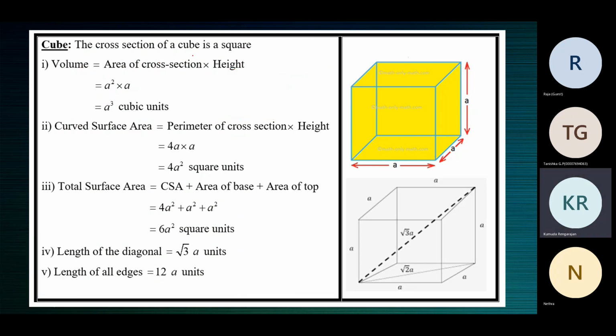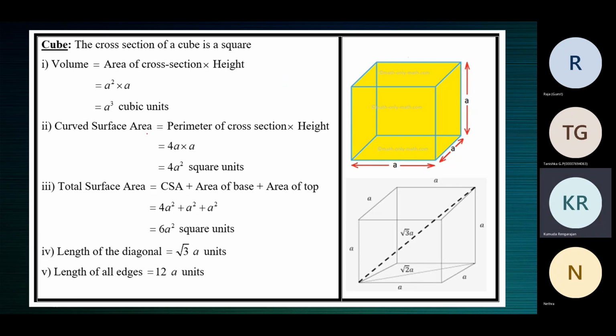So volume is equal to area into height. Area is the area of the cross section, which is a square. The area of the square is a squared, into the height the cube has assumed, which is a. So a cubed cubic units is the formula to find the volume of a cube.